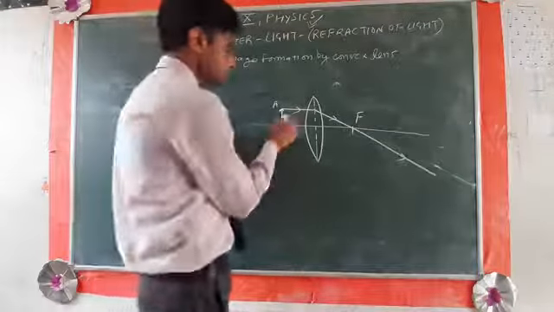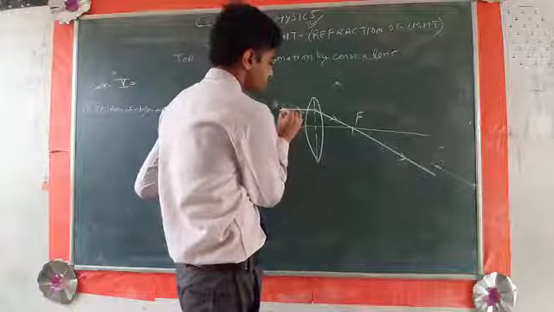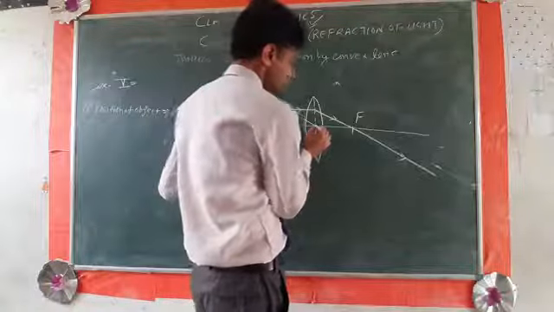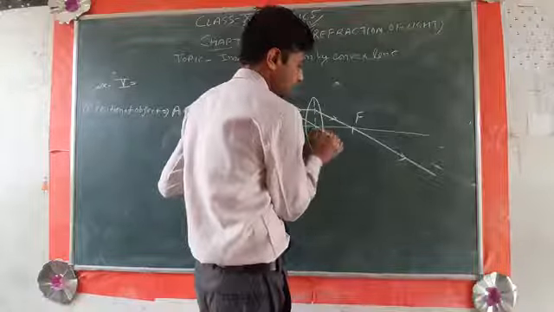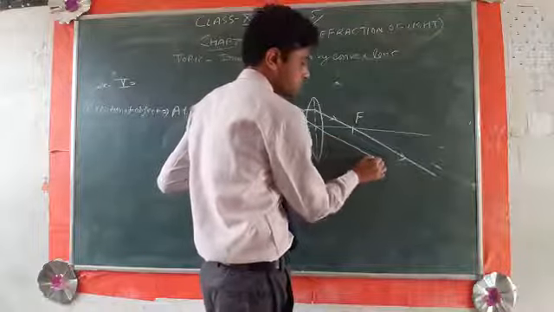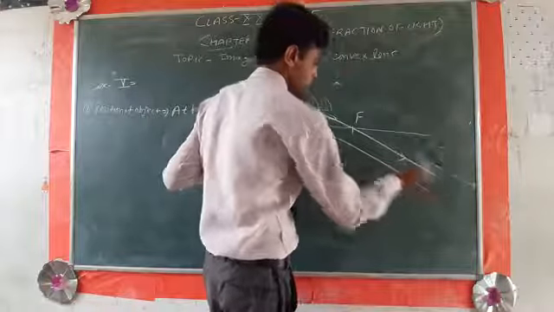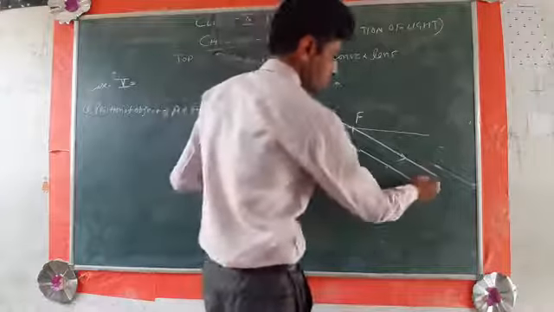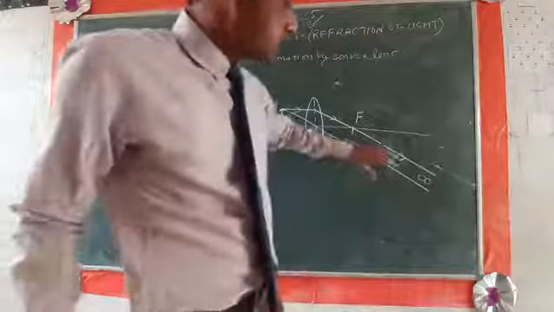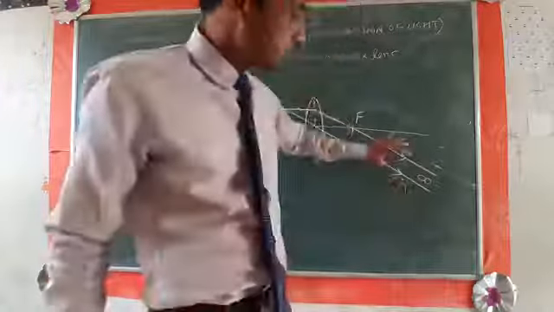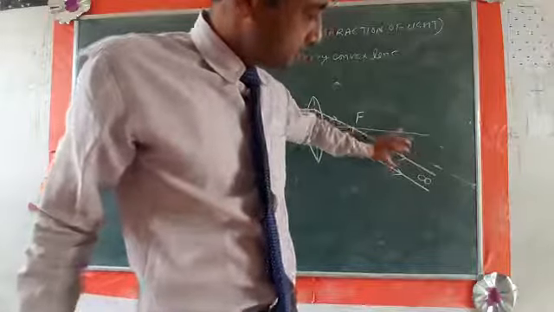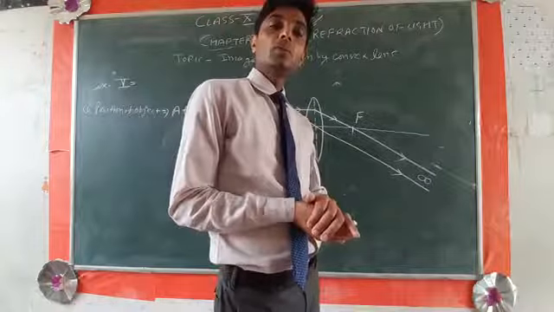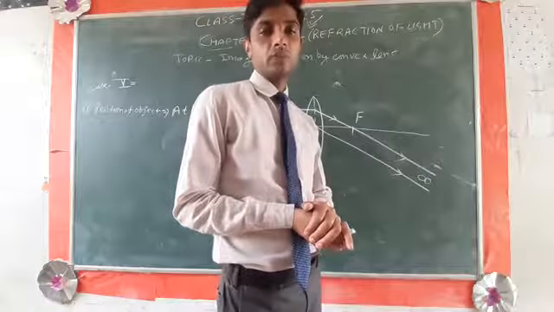Now another ray of light passes through the optical center, and it gets refracted without any deviation. You can see these rays of light travel parallel to each other. Parallel to each other means these rays of light never intersect each other.